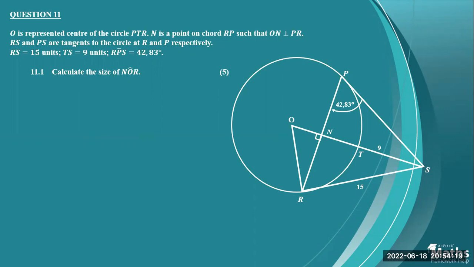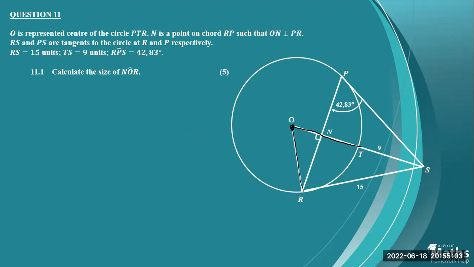It says here that O is represented as the center of the circle. Okay. The moment that it's the center of the circle, we have to think of equal radii. So that's the first thing that I'm thinking of here. Equal radii. So there's a radius and there's a radius. What else? I don't have an angle in a semicircle, nothing. But let's read the rest of what's given. It further says ON is perpendicular to PR.